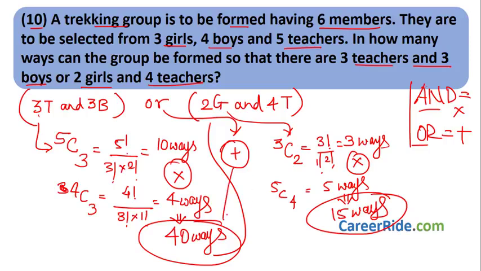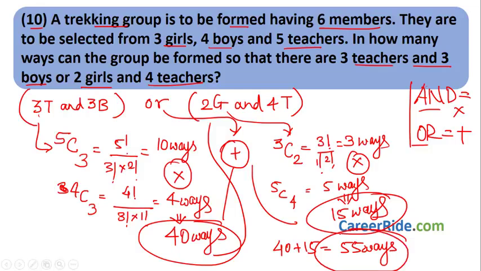And or means addition. So add these two, what do we get? 40 plus 15 equal to 55 ways is the answer. See how easy it is, very easy. Just remember, and means multiply, or means addition. This would be useful in probability also. Okay, and means multiply, or means addition.